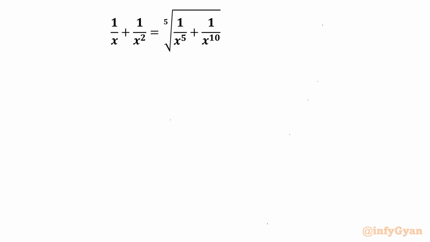So let's get started by writing the domain of the equation. Denominator cannot be 0. So x equal to 0 will be an exempted solution. We cannot consider x equal to 0 as a solution.